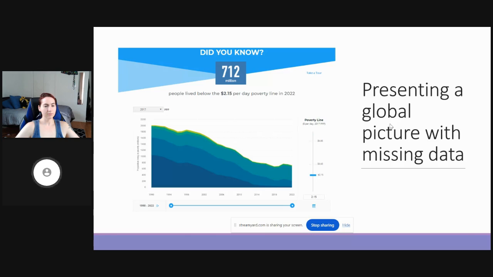Oftentimes, that is still not available. For example, this is actually a screenshot from the poverty and inequality platform that my team manages at the World Bank. And the World Bank is responsible for producing the poverty statistic globally. And so this is the first thing you see as soon as you come to this platform. You will see this big number, global idea, 712 million people today still live in extreme poverty, which basically means that they live below $2.15 per day.